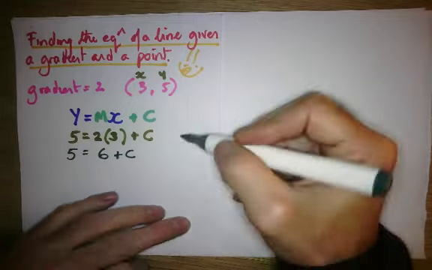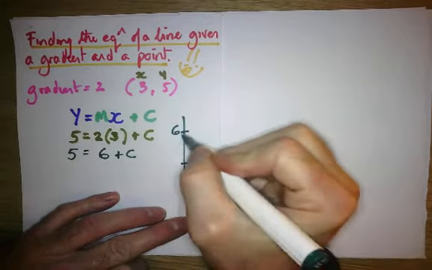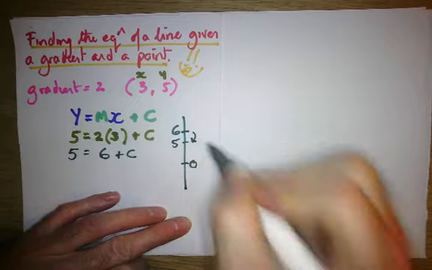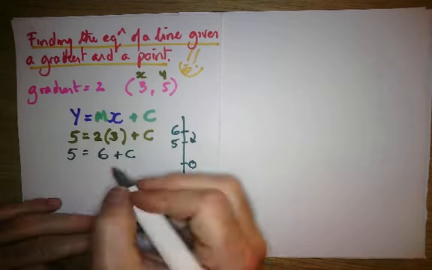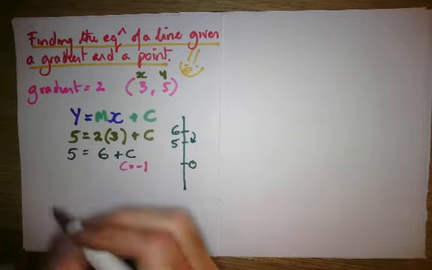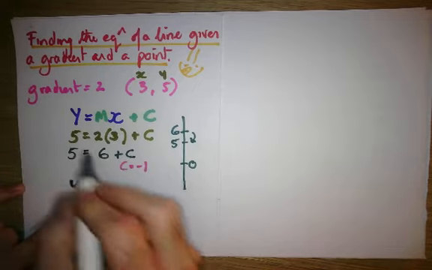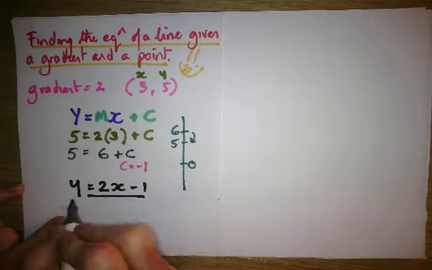And I can see, what do I do? Let's just do a little number line here. I've got 6 and I want to get to 5. So what I do is I drop 1, don't I? I go down 1 value. So I can see that c here equals minus 1. So c must equal minus 1. So I'll write my equation out: it's going to be y equals, the gradient is 2, 2x minus 1.